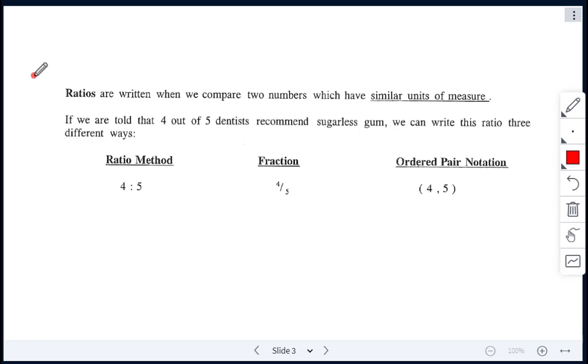All right, so we're comparing two numbers which have similar units of measure. So in this example, we're told that 4 out of 5 dentists recommend sugarless gum. So we can write this as a ratio. We can write it in 3 different ways. So we have the ratio method, 4 to 5, 4 out of 5 as a fraction, also as an ordered pair notation, (4, 5).